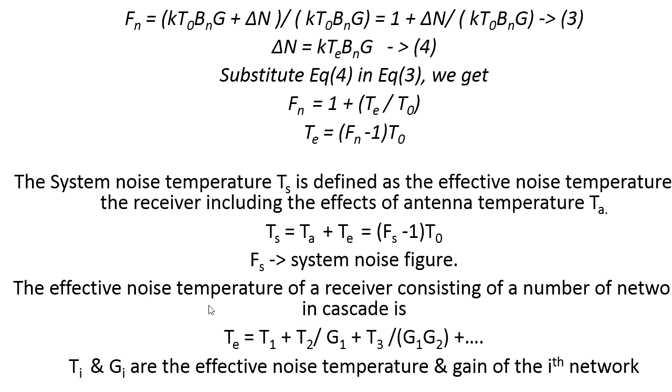And if I cascade more networks and want to calculate the effective noise temperature of the system, that is given by this equation. The effective noise temperature is equal to T1 plus T2 by G1 plus T3 by G1 G2 and so on, where Ti and Gi are the effective noise temperature and the gain of the ith network.